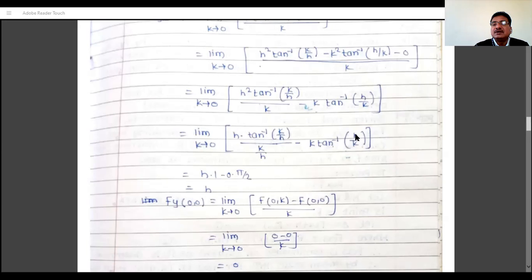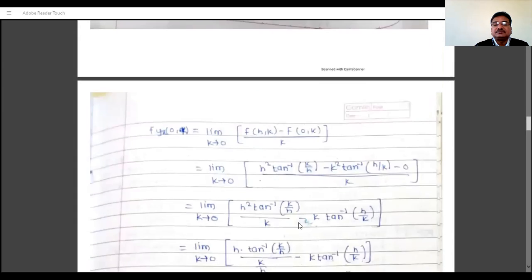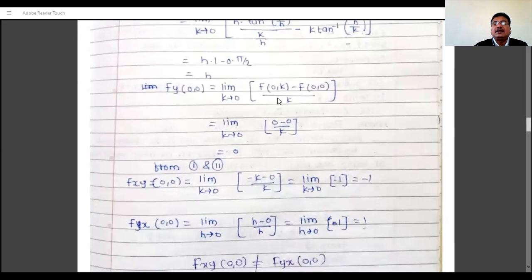The limit of tan inverse of h by 0, that is tan inverse infinity, is pi by 2. So 0 into pi by 2 is 0, so the answer is h. And lastly, we find fy(0,0). fy(0,0) is what? Limit k tends to 0 of f(0,k) minus f(0,0) divided by k. Substituting a and b both equal to 0, the answer is 0.